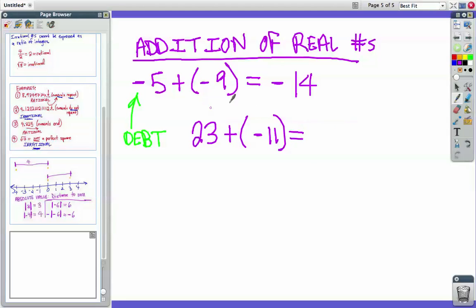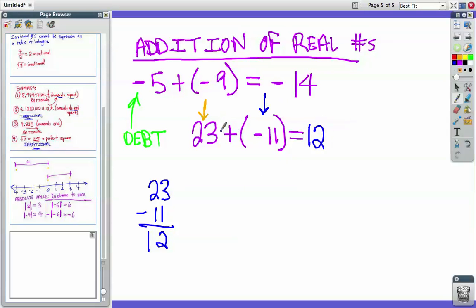So in this case, you start off positive in this one. Right here, we have $23, and then we borrow $11. In order to pay the person back, we're going to have to take $11 from our $23 to pay them. So this becomes a subtraction problem. 23 minus 11: 3 minus 1 is 2, and 2 minus 1 is 1, so this becomes 12.